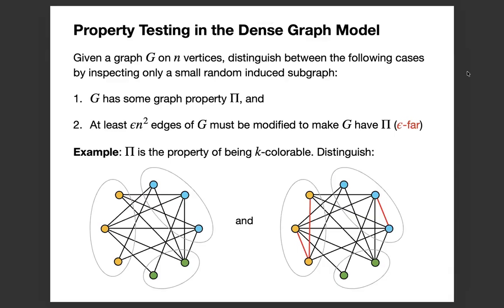One such example, which we'll come back to throughout the talk, is the k-colorable property. In the yes case, our graph is k-colorable, which means you can split it up into color classes where no two vertices with the same color are adjacent. In the epsilon-far case, I've added some edges in red to show that this graph has a lot of edges that you would have to remove to make it k-colorable. And so our goal is to distinguish between these two cases. Graphs that are in between, we don't really care about. Okay, so this is the model.